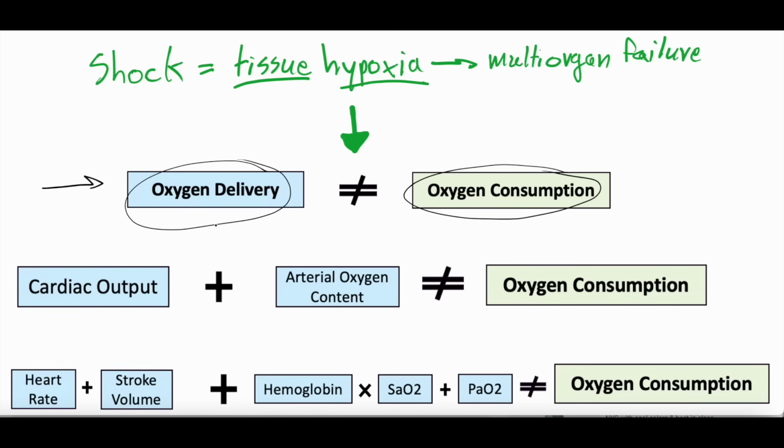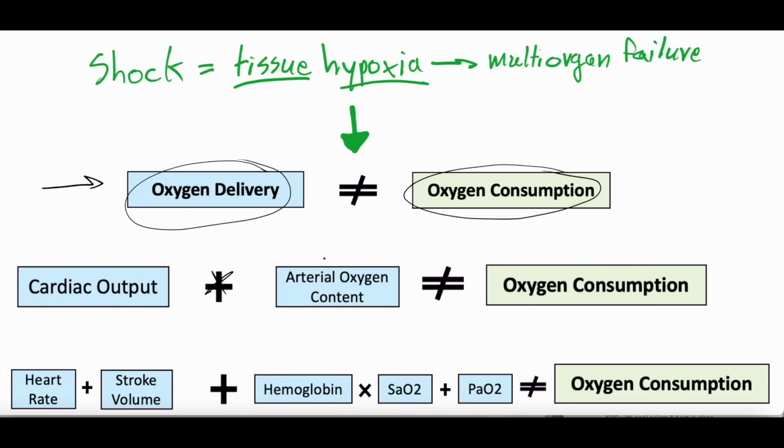Well, oxygen delivery, if you really think about it, is just cardiac output, the amount of blood being pumped out of the heart. And you're going to see a lot of pluses in here, but this isn't really a true plus in the mathematical sense. It's proportional to, combined with all that kind of stuff. So don't worry about this being a true plus. But cardiac output, the amount of blood being pumped out of the heart, and the amount of oxygen in that blood, or the arterial oxygen content.